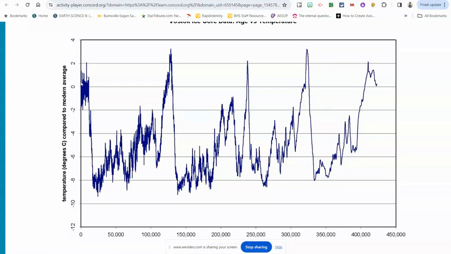Spoilers, if we were to follow the cycles that cause this, and we'll get to that, we should be entering a 23,000 year cooling trend. This should be dropping off, okay, but it's not.